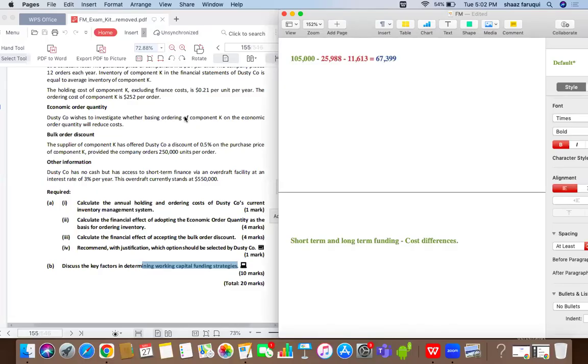Banjo is asking about aggressive and conservative working capital funding strategy. Yes, but again, we're talking about certain factors that you need to keep in mind. See, yes, you have your strategy, which we can look at, but in addition to that, certain things will affect you.